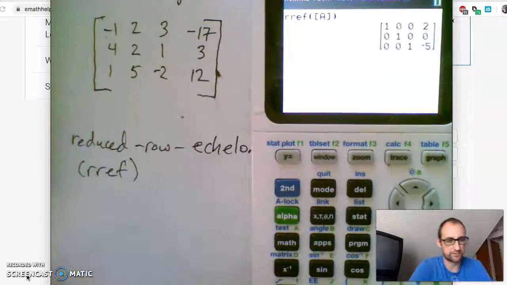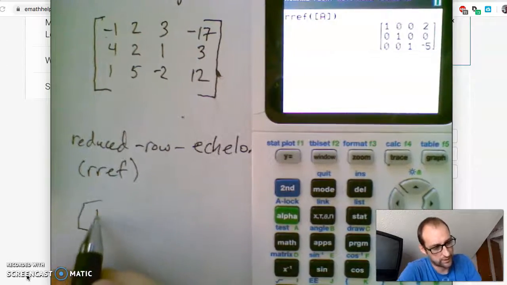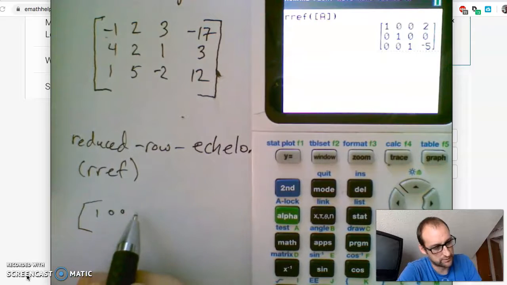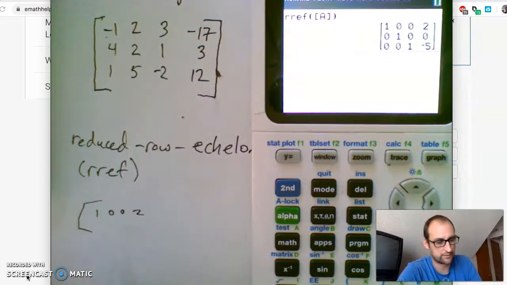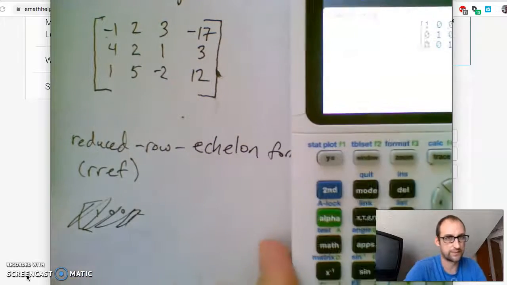So I'm going to write this down on my paper. 1, 0, 0, 2. That looks terrible. Let me try that again.